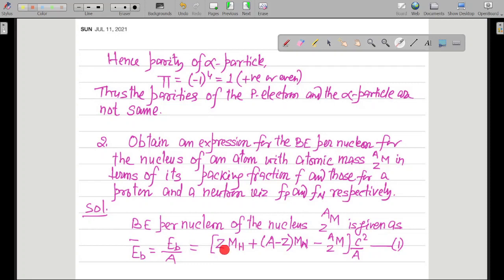So (Z·M_H + (A−Z)·M_n − M_ZA)c² divided by A. This is the binding energy per nucleon of this particular nucleus. Now let us consider this to be equation number 1.